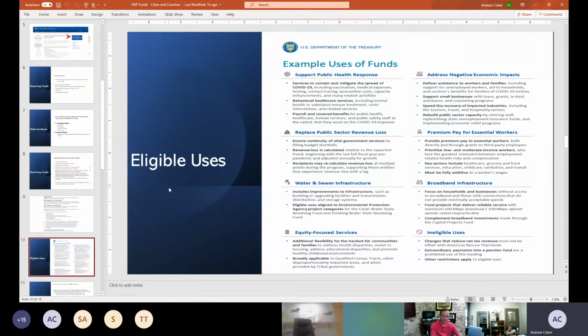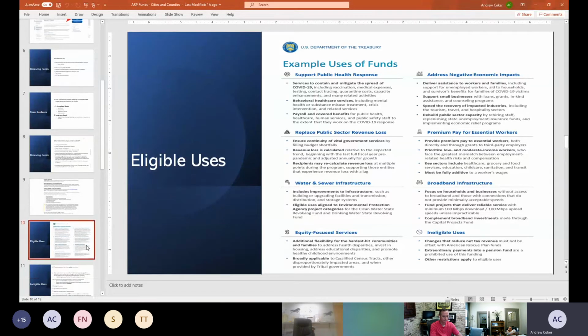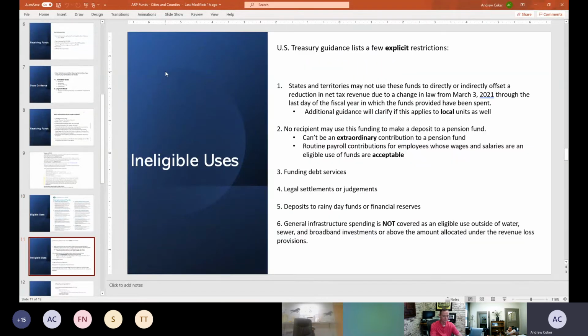Moving on next, the U.S. Treasury has listed a few explicit ineligible uses of funds. So please take note of these and ensure that we're not falling into one of these categories with any of our projects. We have a few listed here, and they're pretty straightforward stuff that I'm sure many of you have already heard.